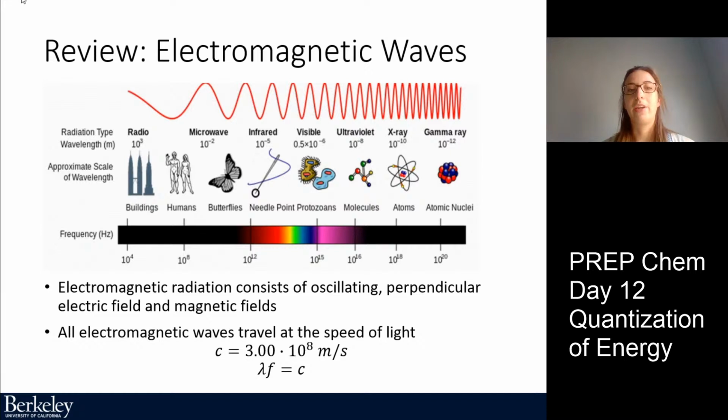We also talked a little bit about electromagnetic waves. Electromagnetic radiation consists of oscillating and perpendicular electric fields and magnetic fields. The special thing about electromagnetic waves is that they all travel at the same speed. By definition, they all travel at the speed of light, which has been determined to be 3 times 10 to the 8th meters per second. So you'll commonly see this written as lambda times f equals c, because c is the common letter we use to denote the speed of light.